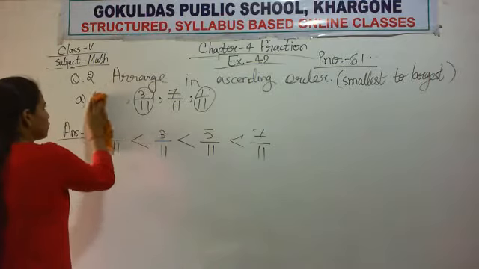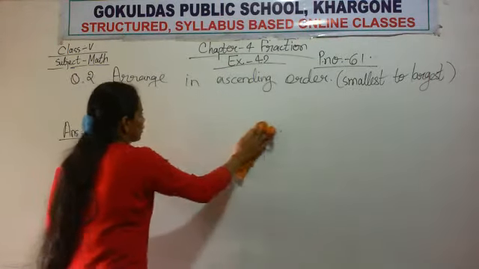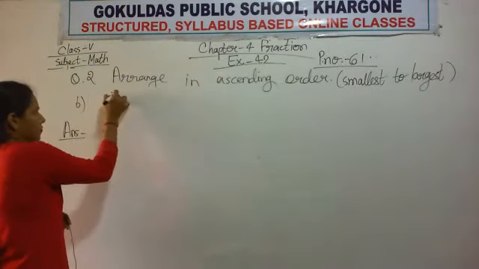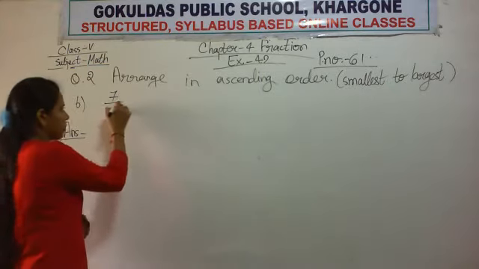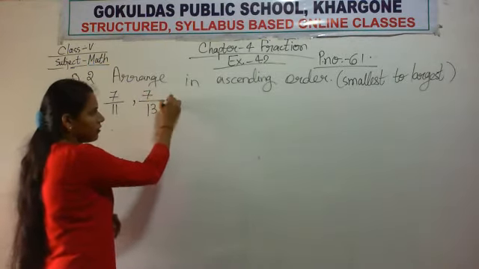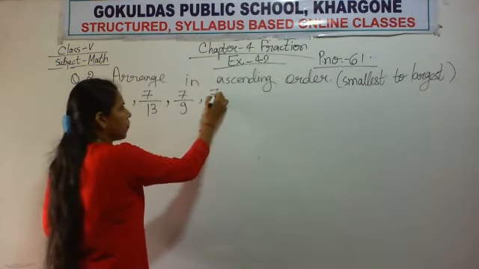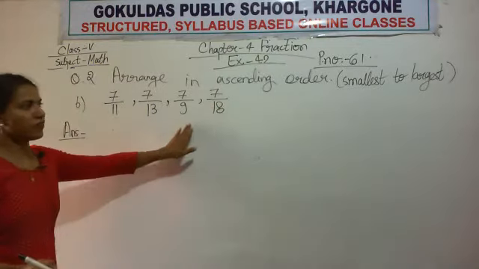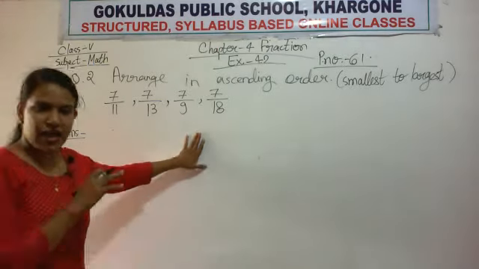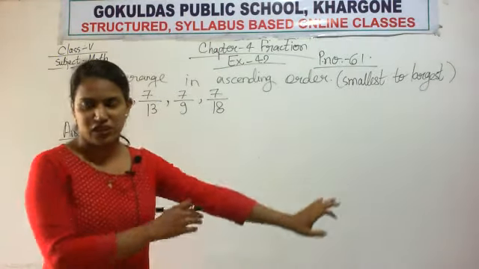Now let us move to the next question, that is B. 7 upon 11, 7 upon 13, 7 upon 9, 7 upon 18. 1, 2, 3, 4 fractions are given and you want to arrange these fractions in ascending order, right? Means from smallest to largest arrangement.